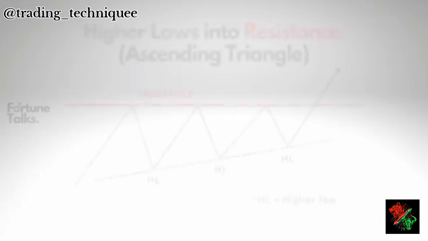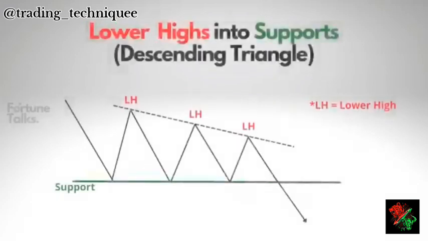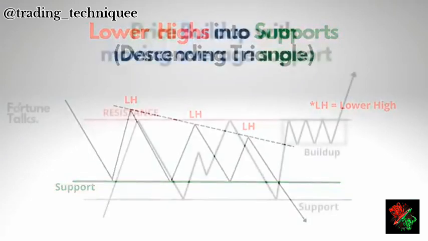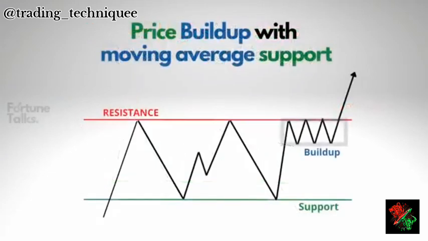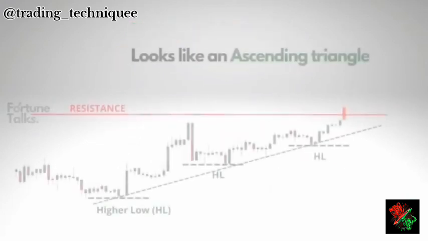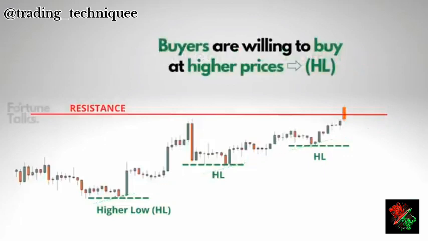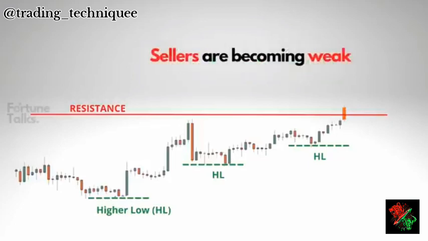We have to look for higher lows into a resistance which somewhat look like an ascending triangle, or we should look for lower highs into the support which somewhat looks like a descending triangle, or even a third type where there is a price buildup which is supported by a moving average. Now let me cover each one of them. Starting off, higher lows into a resistance looks something like this, and you can see the price looks somewhat like an ascending triangle pattern. This is significant because it's telling me that the buyers are willing to buy at higher prices and the sellers are not interested or they are weaker.